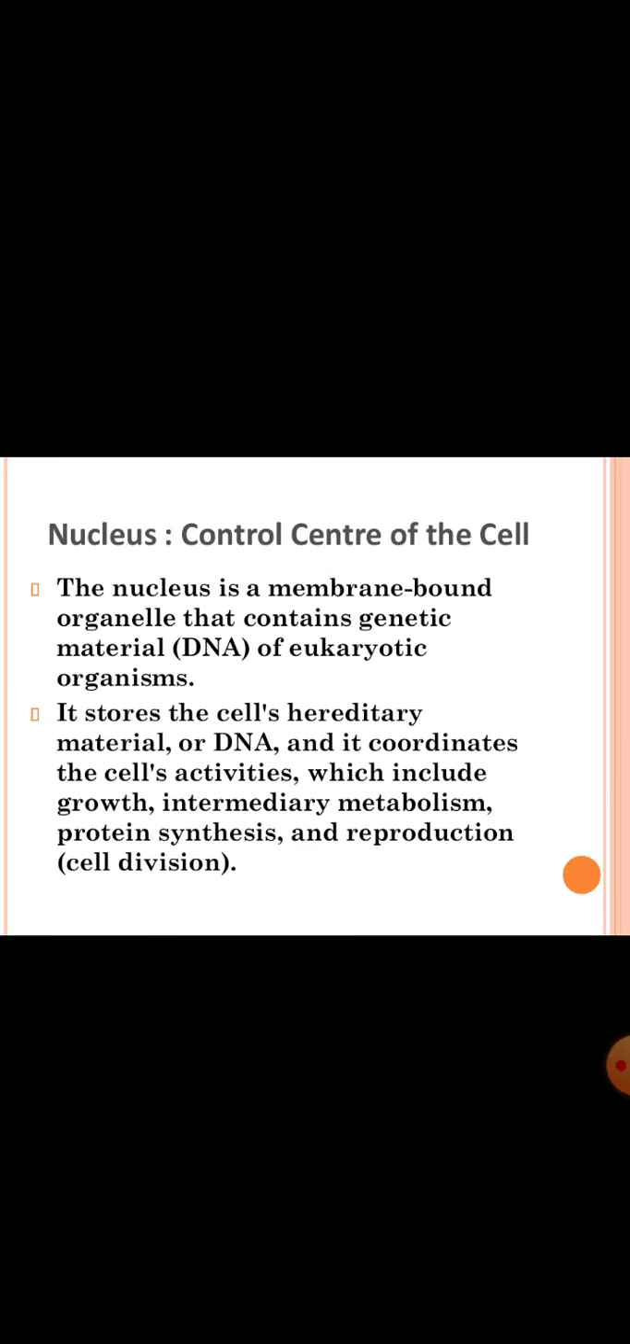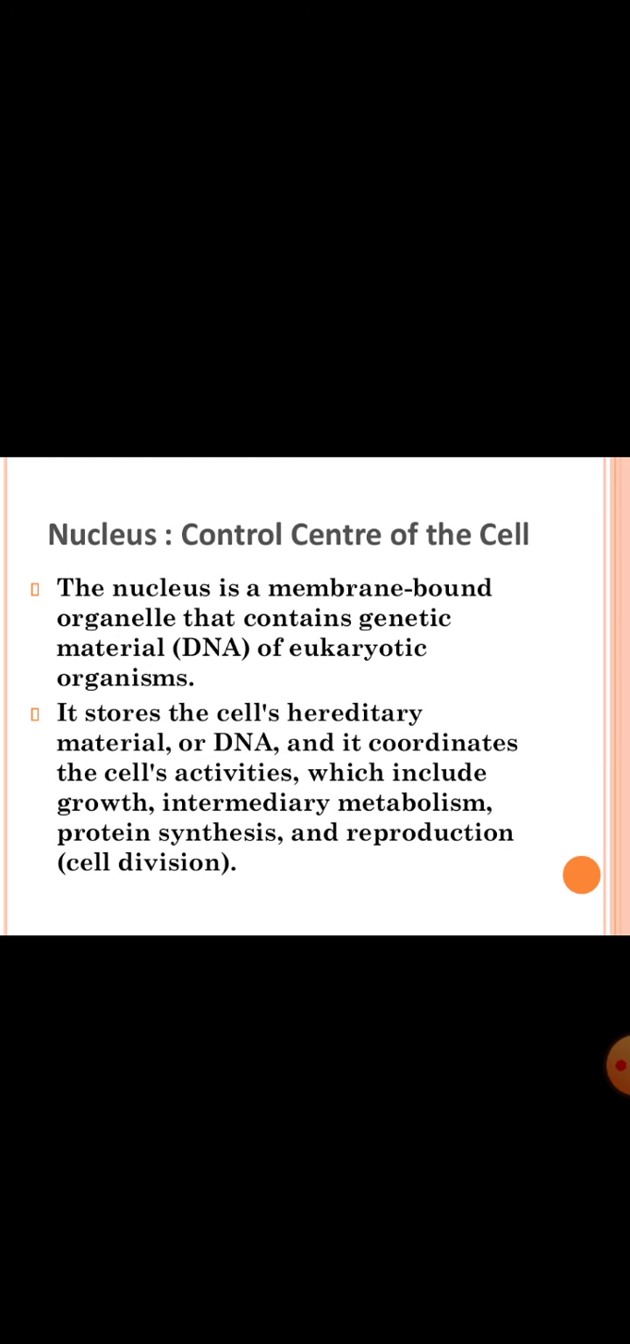The next and most important part of the cell is the nucleus. It is also known as the control center of the cell. It is a membrane-bound organelle that contains the genetic material DNA of eukaryotic organisms. As we know, DNA is the hereditary material which transfers the characters from parents to offspring, means from one generation to another generation. Clear? And it stores the cell's hereditary material or DNA, and it coordinates the cell activities which include growth, intermediary metabolism, protein synthesis and reproduction.